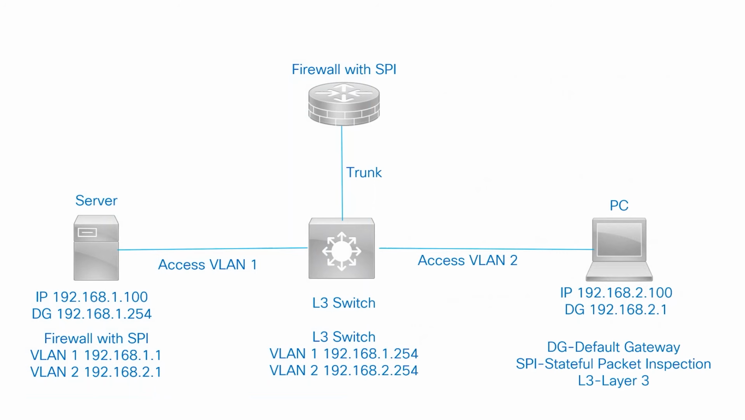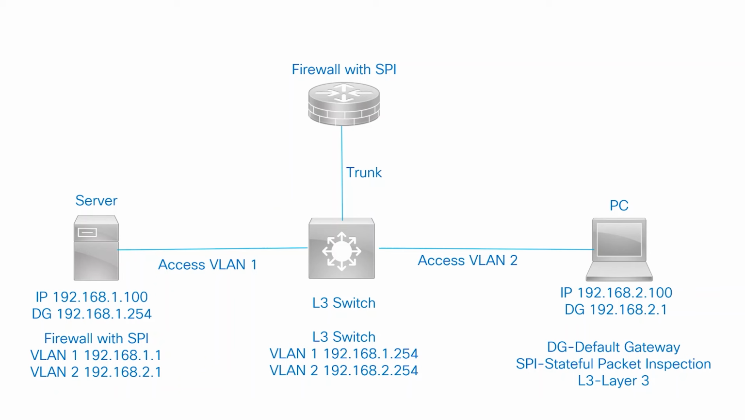Protocols that maintain state information, such as HTTP and TCP, may be affected by asymmetric routing, while stateless protocols, such as ICMP, may not. To illustrate the impact of asymmetric routing, consider the following network diagram. In this network, there is a layer 3 switch and a firewall with stateful packet inspection capabilities connected via a trunk link. The switch has two connected devices, a PC and a server, each belonging to different VLANs and subnets.